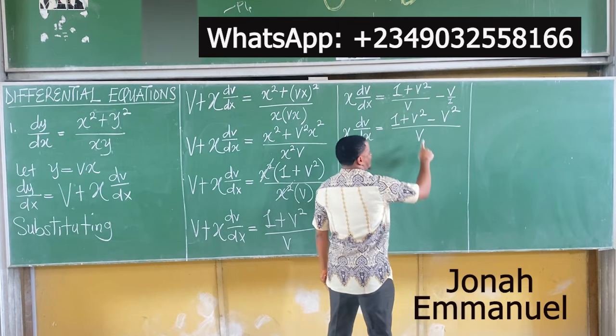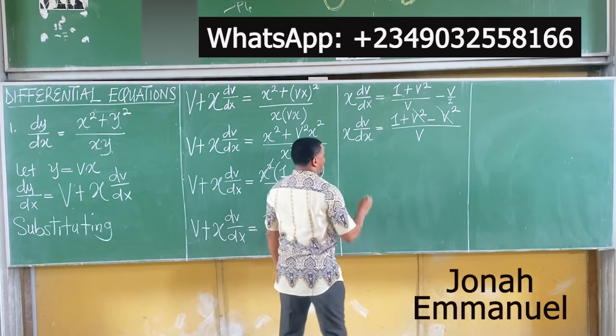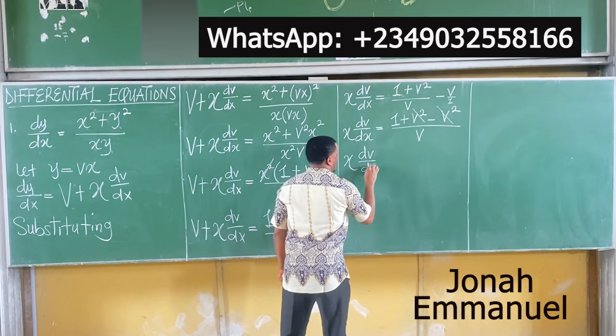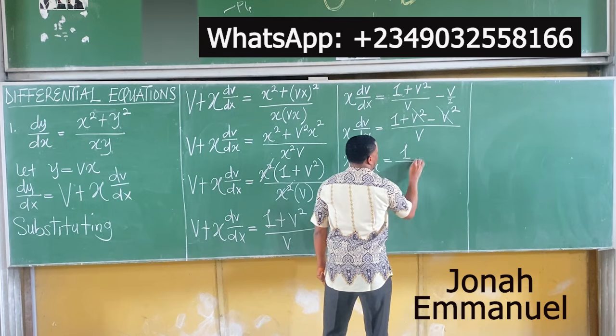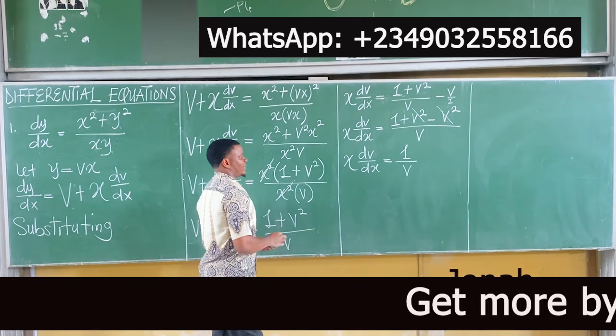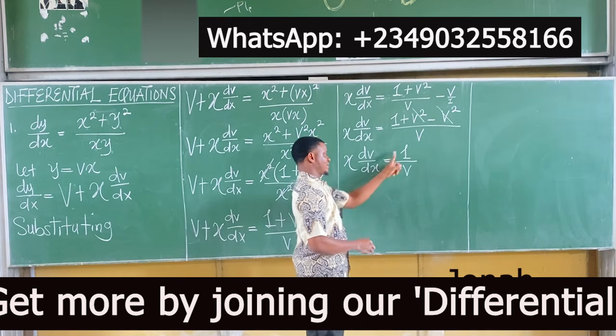At this point now, observe that v squared minus v squared, so this will cancel this out. I'm having x dv dx. It's equal to, I'm left with 1. So 1 all over v. All right, so how do we solve this? What do we do next? Let's move the v here and x here.